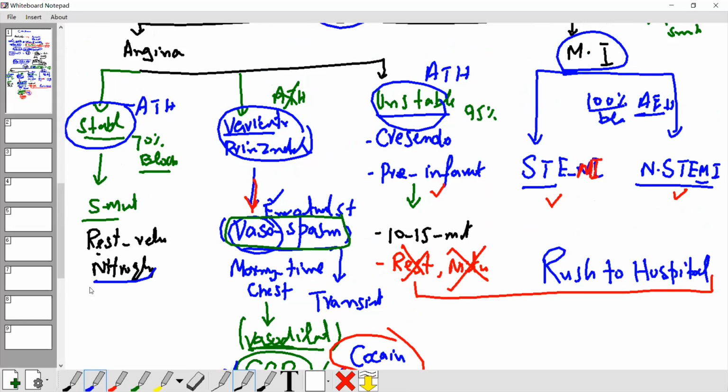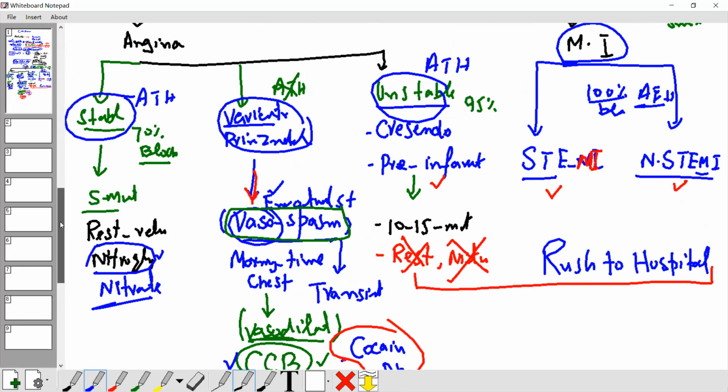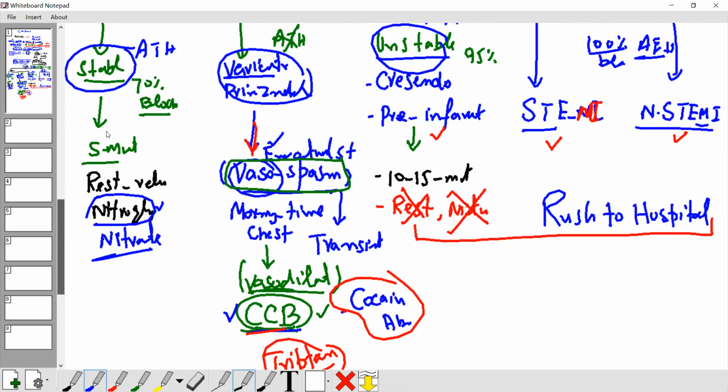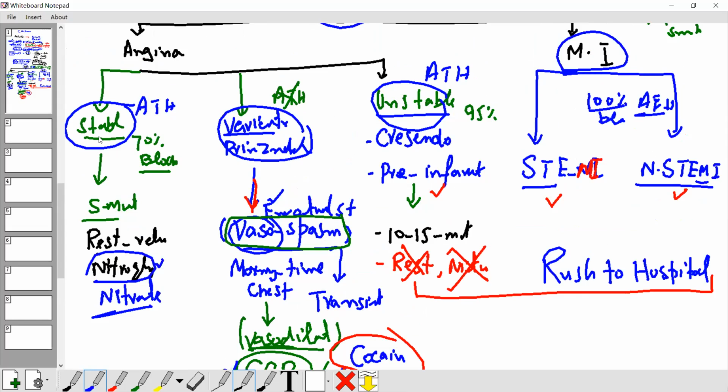Okay, next come to stable angina. In stable angina, we just need a nitrate plus rest. Which nitrate? Nitroglycerin. Clear? When this patient comes to you with chest pain, you visit the doctor, the patient undergoes ECG and investigation. Oh, you have stable angina. It's okay, no problem, but next time be careful. So what do you advise the patient?